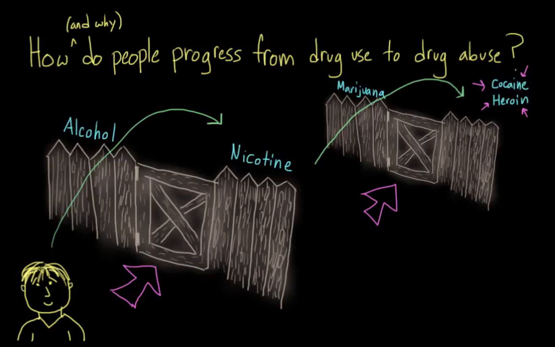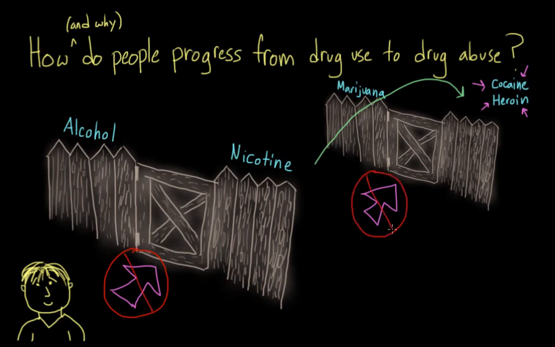And the implication of all of this seems to be that if you can prevent people, specifically teens and preteens, from experimenting with smoking and drinking and marijuana use, then they will never move on to harder drugs. And this is the basis of a lot of anti-drug programs in the US that are targeted at preteens. And there is some support for this idea.